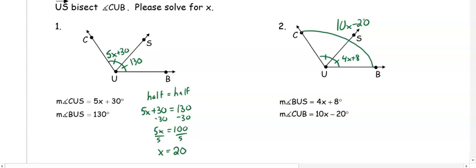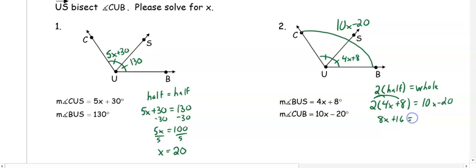This time they are not equal to each other because we have half of an angle and a full angle. So remember that 2 halves equal a whole. We need 2 times the half angle to equal our whole angle. So 2 times 4x plus 8 is equal to 10x minus 20. We can distribute the 2. 8x plus 16 is equal to 10x minus 20.